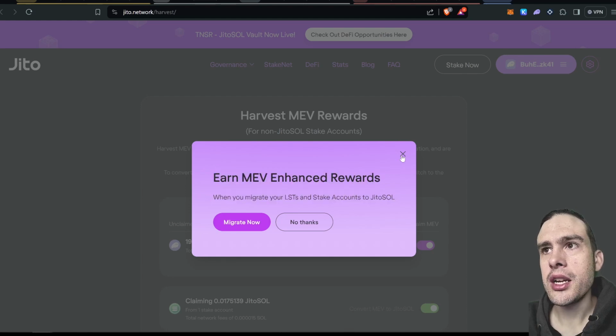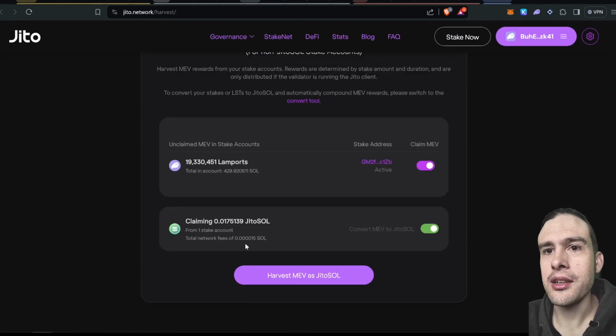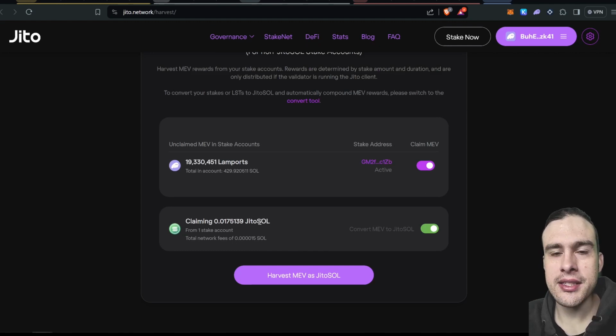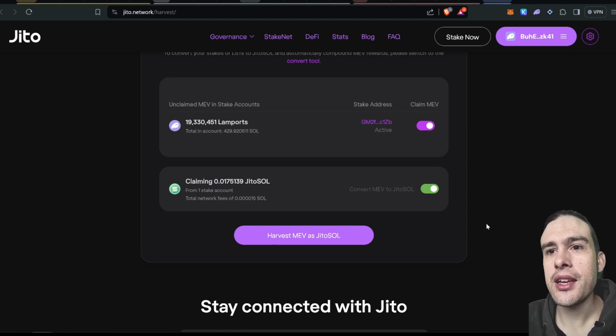No, I'm not migrating, because that will pull my 430 Sol out of this wallet and put it into JitoSOL. I would rather use native staking for this wallet because I've got LSDs everywhere else in other wallets. So anyway, you can just come over here and harvest your MEV rewards for your native stake accounts. So that's pretty cool. There's my stake account, just 429.9 on this particular wallet.